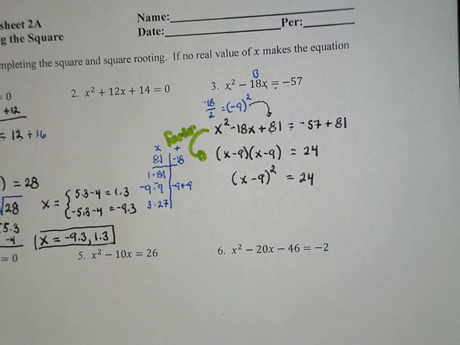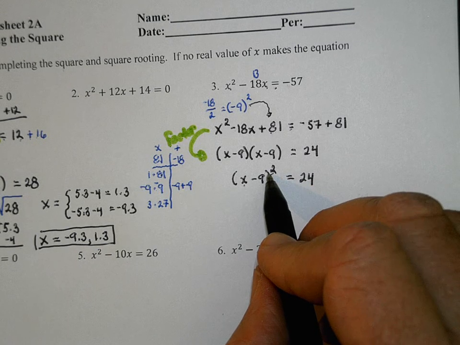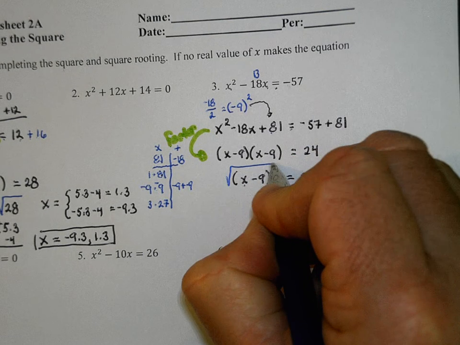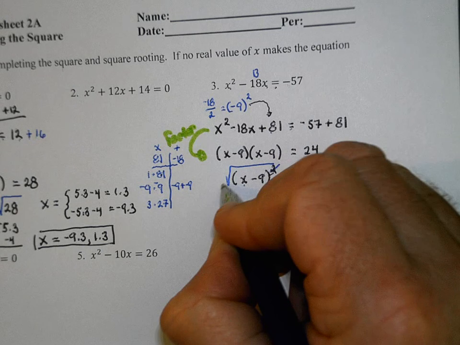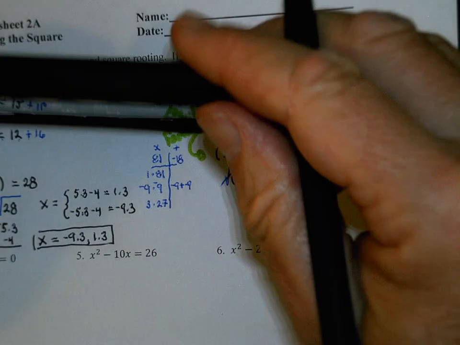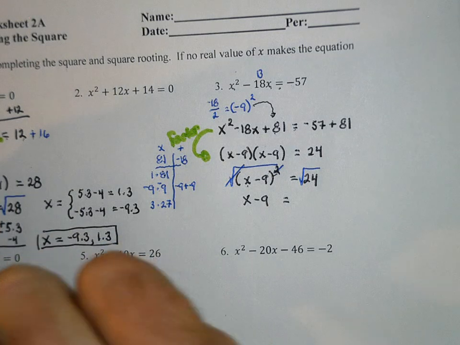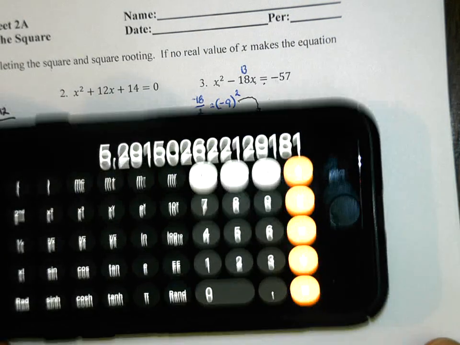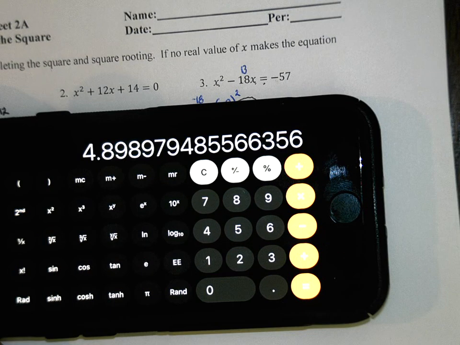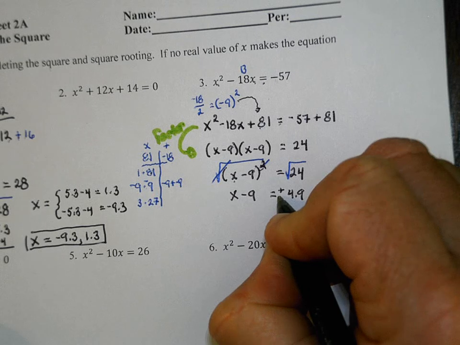To solve this equation, I'm going to have to isolate the x, so I have to get rid of that second power first. The way you get rid of the second power is you do the opposite math operation, which is to square root both sides of the equation. The 2 cancels out the square root, and we're left with x minus 9 is equal to the square root of 24. I'm going to use my calculator here. Got to get my phone. There's my calculator. Type in 24, press the square root button, and I'm going to round to 4.9. So the square root of 24 is 4.9. Don't just say positive 4.9, because it has to be positive and negative 4.9.